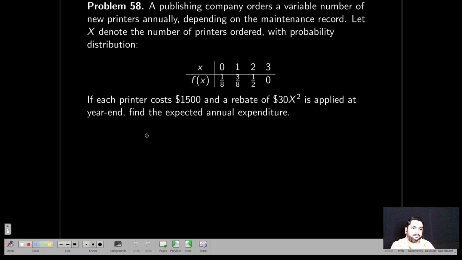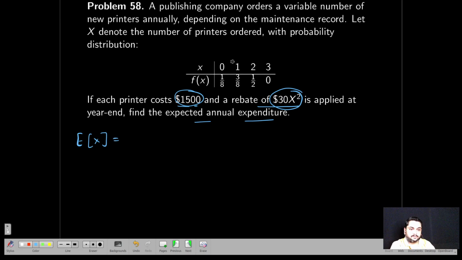Similarly, a publishing company orders a variable number of new printers annually depending on the maintenance required. Let X denote the number of printers ordered with probability distribution. The PMF is given. If each printer costs $1,500 and a rebate of 30 x square dollars is applied at the year end, find the expected annual expenditure. What is that saying? Something he is earning, and something is going out for the expenditure, that means maintenance. So what is the total expected income they are asking for the year? First you find the expected earnings for this year, E of X.